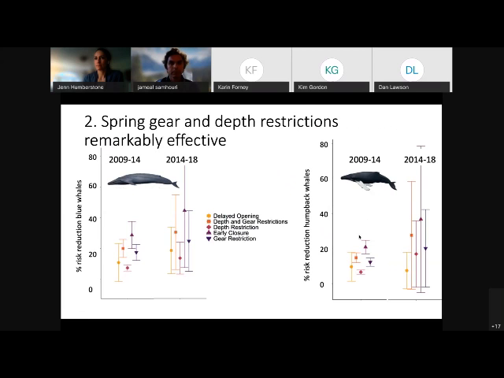So that's the first point, is that risk reductions were greater during that 2014-18 time period, although a bit more variable. The second point, as you can see in these blinking dashed circles here, is that depth and gear restriction type management actions were expected to reduce risk substantially. And that's compared to, say, something like a delayed opening, where because this is a derby fishery, a lot of the effort from a delayed opening just gets pushed forward into the year.